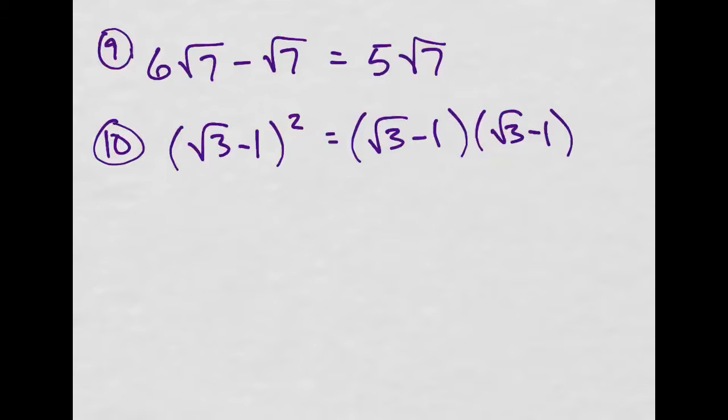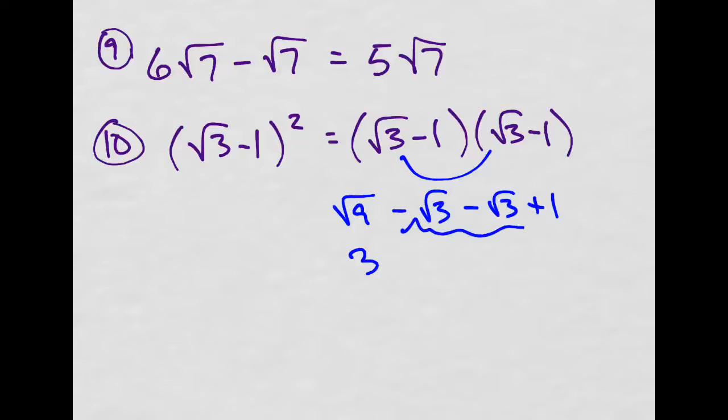Okay, and then from here we FOIL. First, outer, inner, last. Simplify. Square root of 9 is 3. Those are the same, so we can add them together. Minus 1 is minus 2. Those numbers can be smashed together. 3 plus 1 is 4. Minus 2 square roots of 3. And that would be your final answer.